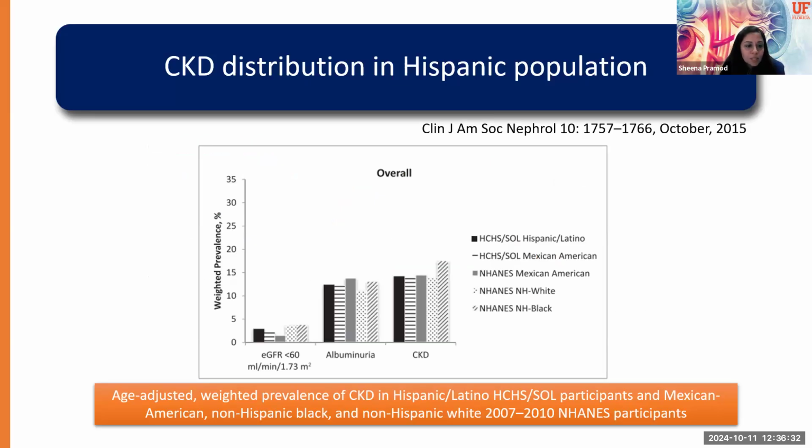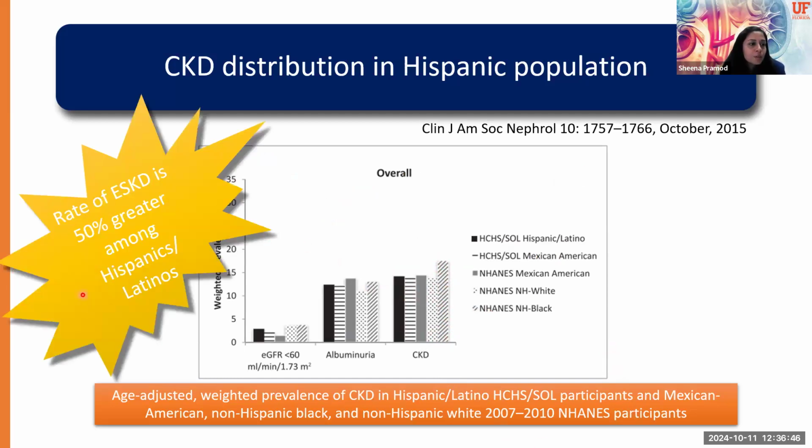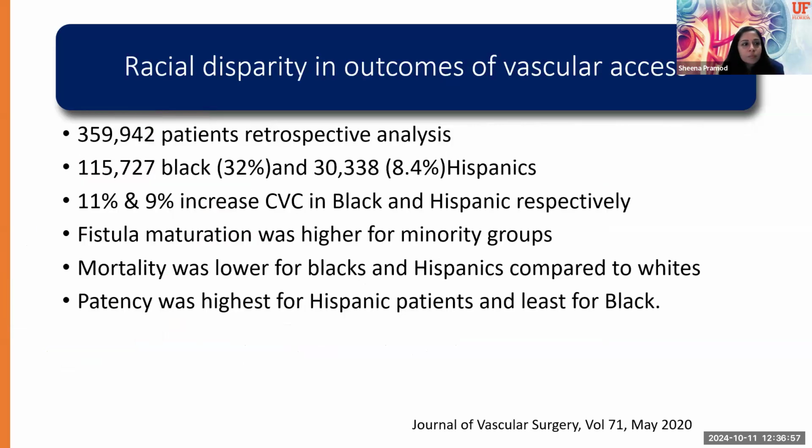And we know that the Hispanic population has an increased risk of CKD similar to the white population, with the highest cohort being the Black population. But the big factor is that the rate of ESRD or ESKD is 50 times greater in our Hispanic Latino population compared to the other cohorts. And in this large population cohort, which had a decent number of ethnic minorities, there was an increase in CVC use: an 11% increase in getting a catheter in our African-American population, and a 9% increase in getting a CVC in our Hispanic population.